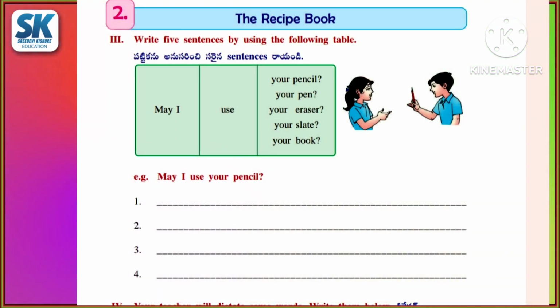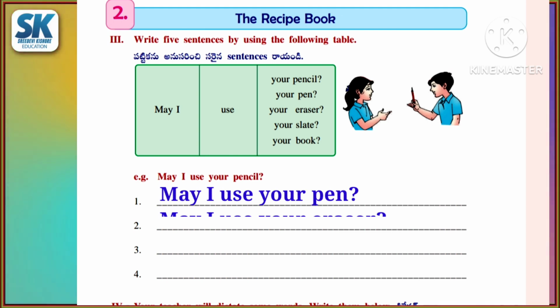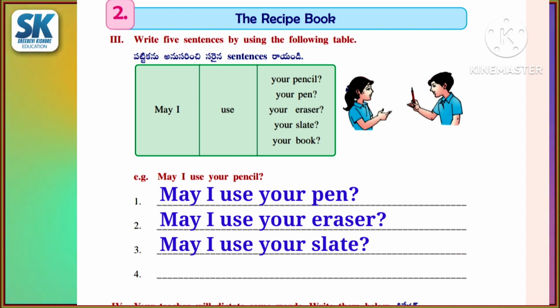Write 5 sentences by using the following table. Example: May I use your pencil? First one: May I use your pen? Second one: May I use your eraser? Third one: May I use your slate? Fourth one: May I use your book?